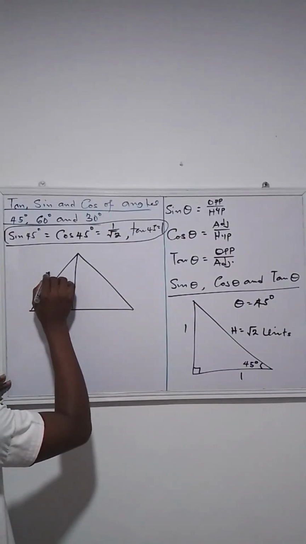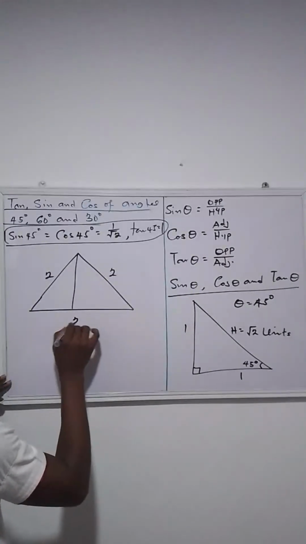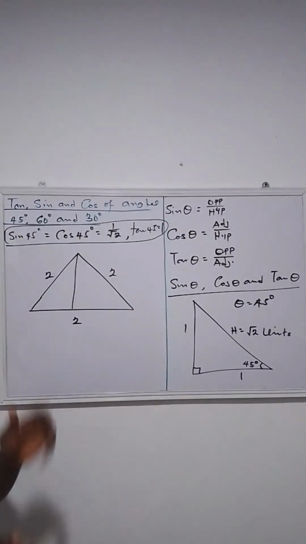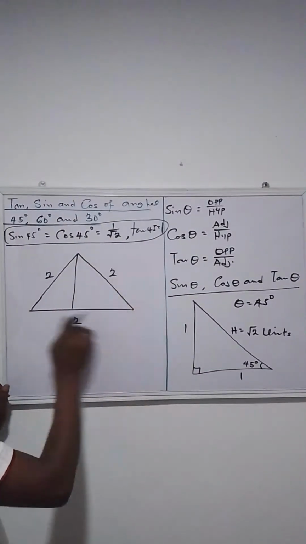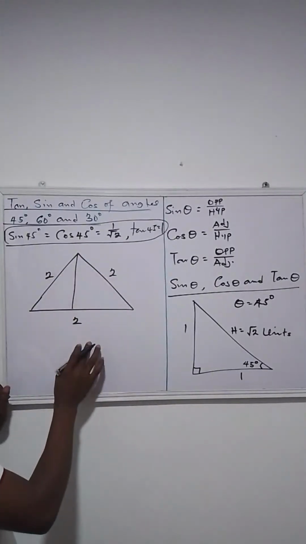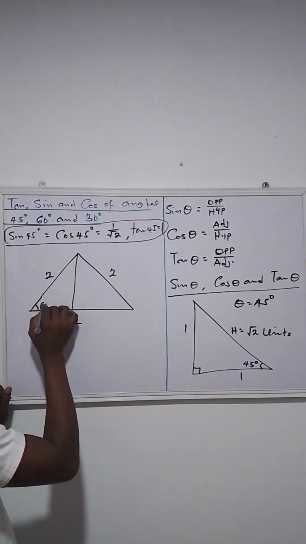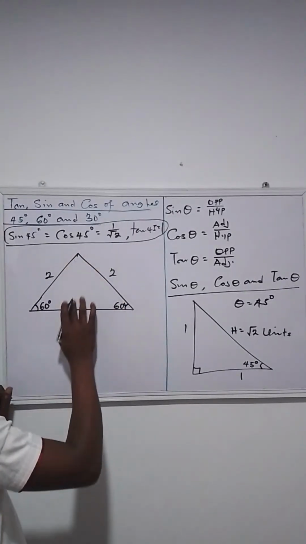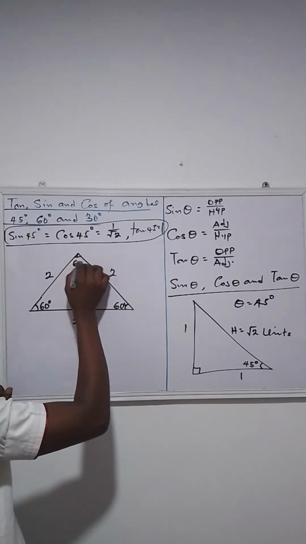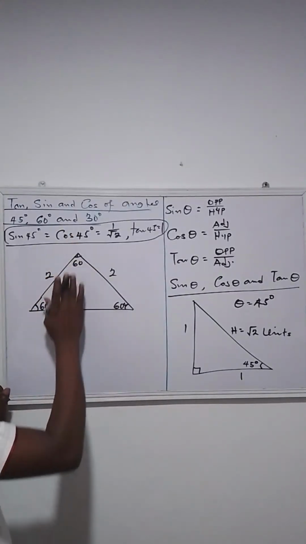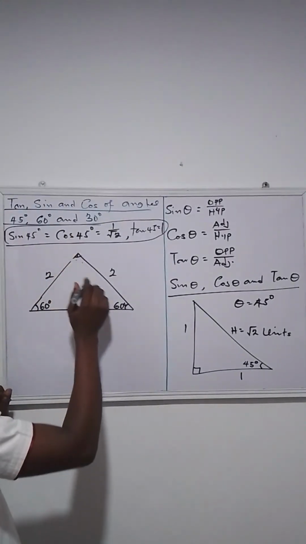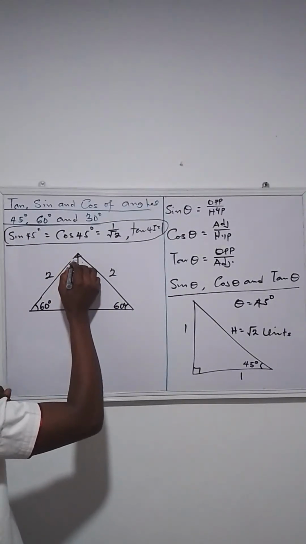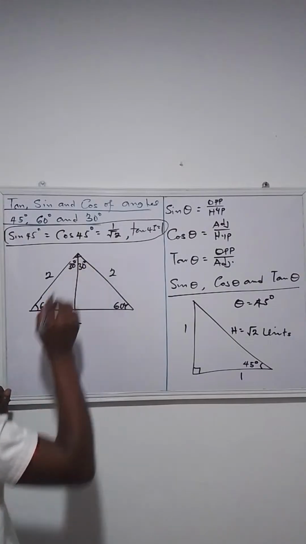So let's say we have 2, 2, and 2. When we say equilateral triangle, that means all the sides are equal. So if all the sides are equal, it means all the angles too are equal. So each of the angles is going to be 60, 60, and this place is going to be 60 as well. But now I want to divide this angle into 2 equal parts. So this is going to be 30 degrees and this is 30 degrees.